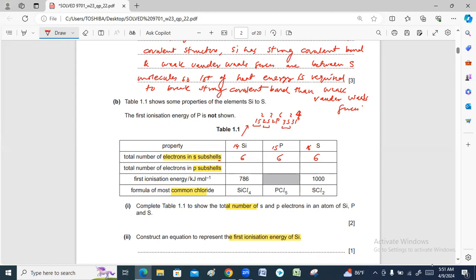There are 3 s subshells: 1s, 2s, 3s. Every s subshell contains 2 electrons. So in total, we have 6 electrons.